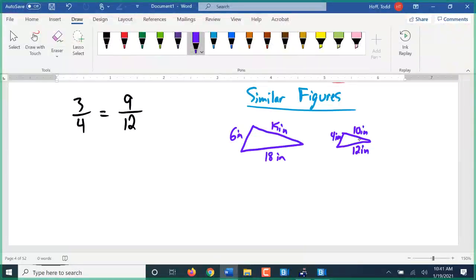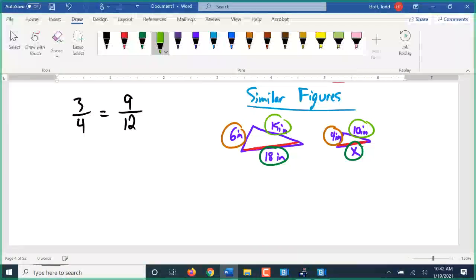But let's say that I'm going to swipe off this 12 inches here for a second. I'm going to say I don't know the size of that side, but we do know that it is related to this bottom side of the other figure. If I want to find that dimension of x, I look at corresponding sides. X, of course, corresponds with the 18 inches. My other sides also have corresponding sides, though. 4 inches corresponds with the 6, and 10 inches corresponds with the 15. To find x, I'm going to have to use its corresponding side, the 18.